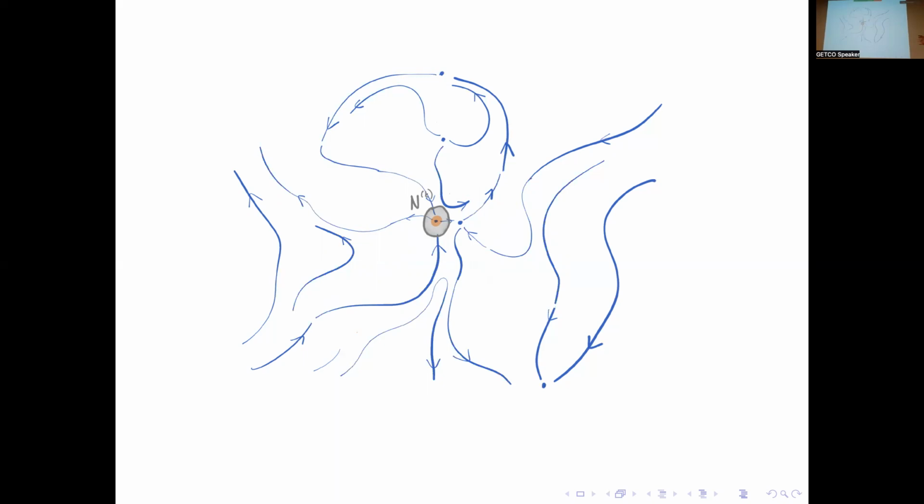Continuation may fail, because we can imagine that if those two points would collide, then exactly at the moment of collision, we won't be able to keep those saddles separated, isolated.